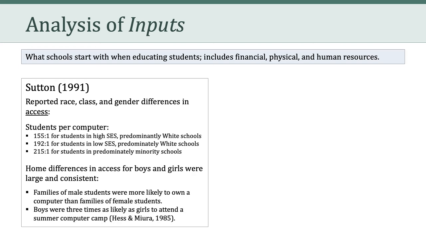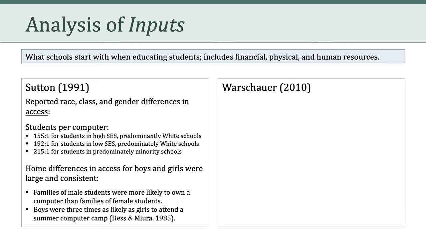She noticed that there were big differences in the number of students per computer. She also noted home differences in access for boys and girls that were large and consistent. Families of male students were more likely to own a computer than families of female students, and boys were 3 times as likely as girls to attend a summer computer camp. Now, what did Warshauer find?